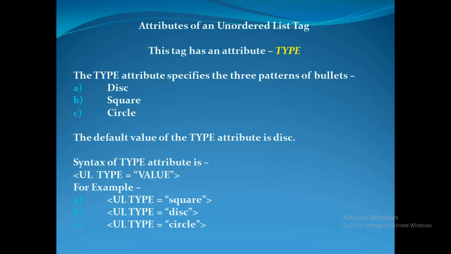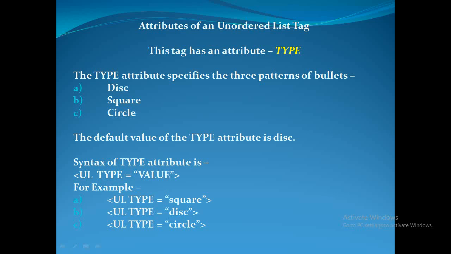Now let us talk about the attributes which we use in an unordered list. An unordered list has only one attribute called type. The type attribute specifies three patterns of bullets. That means we can use three different patterns with the help of type in an unordered list. They are: number one is disk, number two is square, number three is circle. The default value of the type attribute is disk.